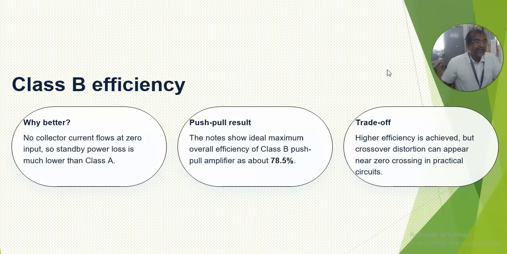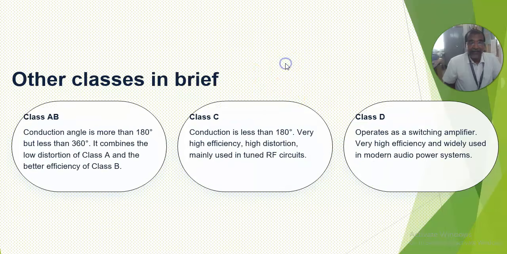Why is it better? No collector current flows at zero input, so the standby power loss is much lower than Class A. Due to the push-pull effect, it has an efficiency of 78.5%. Higher efficiency is achieved, but crossover distortion can appear near the zero crossing in a practical circuit.